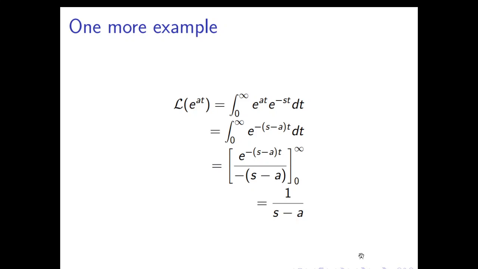So the Laplace transform of e raised to at is equal to 1 by s minus a, and in other words, the inverse Laplace transform of 1 by s minus a is equal to e raised to at. So the inverse Laplace transform of 1 by s minus 1 is equal to e raised to t, 1 by s minus 5 is equal to e raised to 5t, 1 by s plus 3 is equal to e raised to minus 3t, and so on.